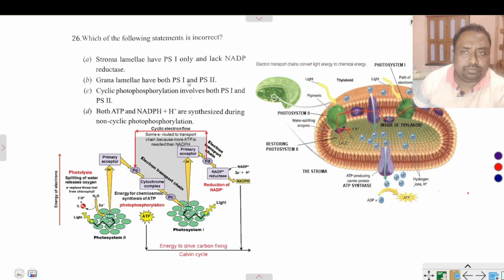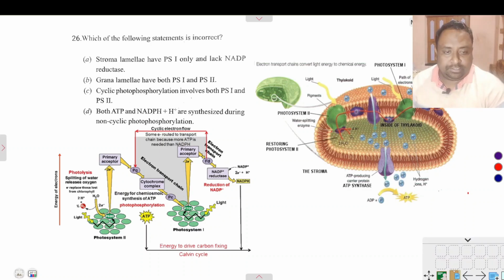Grana lamellae have both PS1 and PS2. Cyclic photophosphorylation involves both PS1 and PS2? Not cyclic means P700, then again return. So PS2 is not present in cyclic photophosphorylation, but PS1 is present.